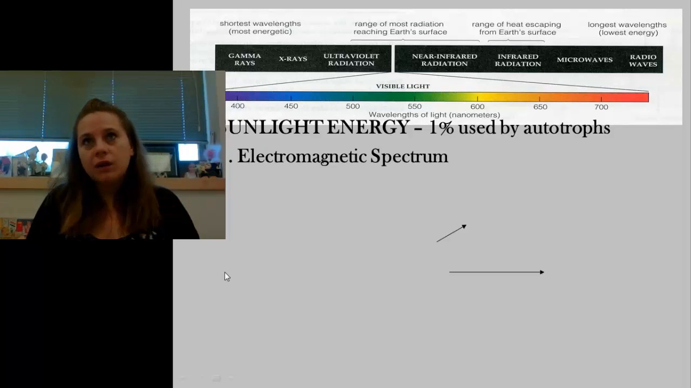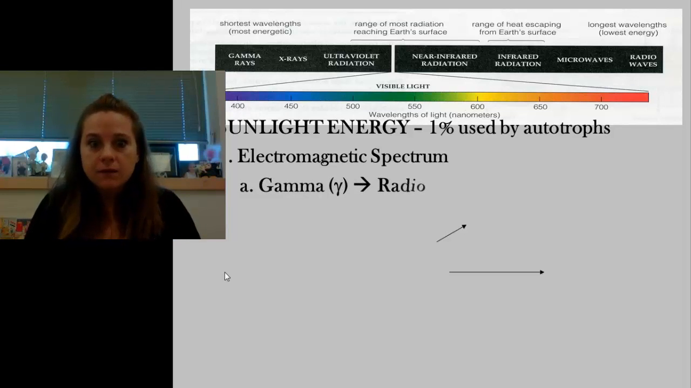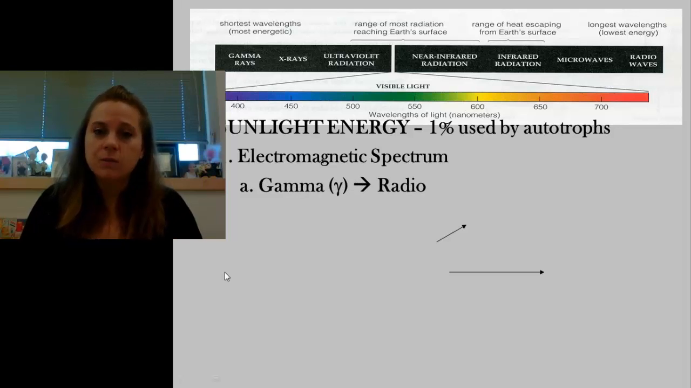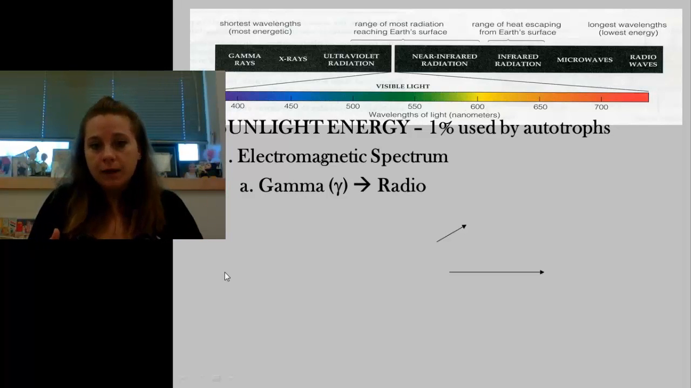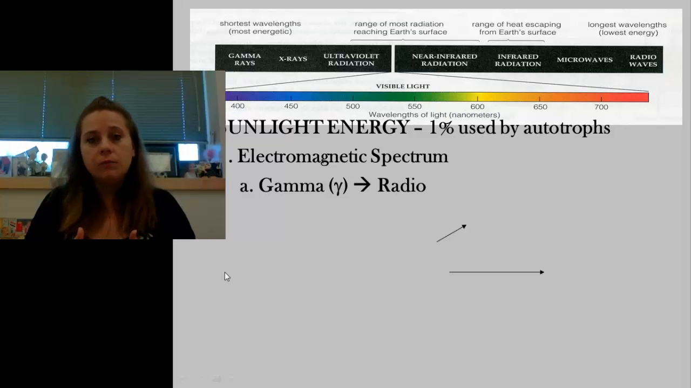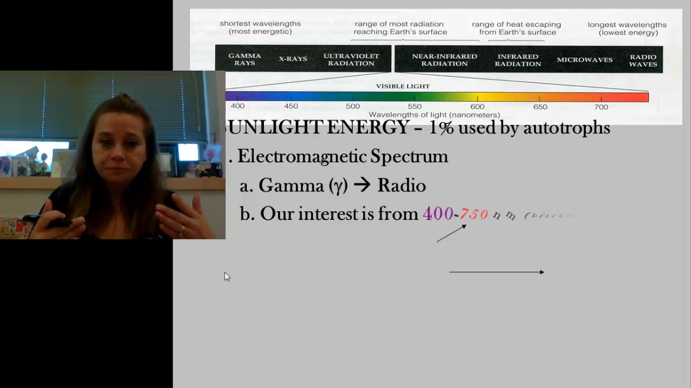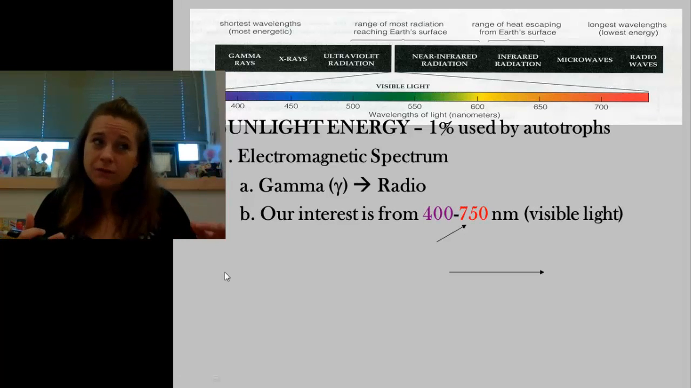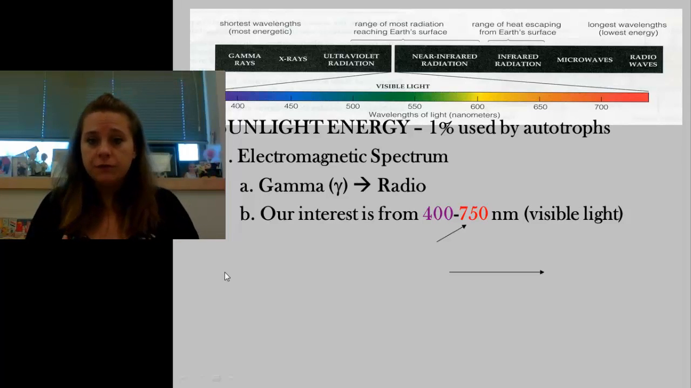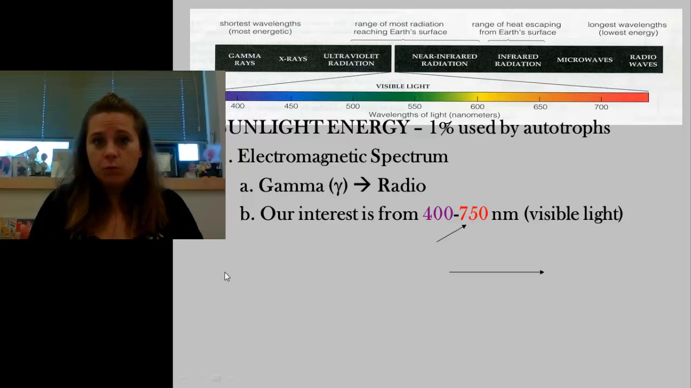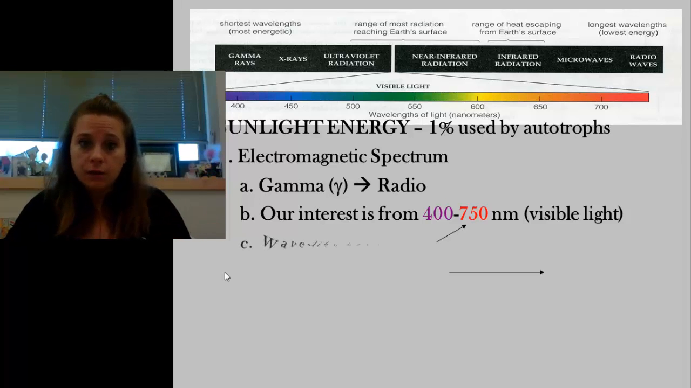So only about 1% or so of it gets used, which is pretty amazing given the fact that light is so abundant. That's why we have so much energy that hits there. And you have your electromagnetic spectrum, you have gamma rays, radio waves. In terms of the visible light, what we care about is the range that goes from about 400 to 750 nanometers, and that's going to be what we see. That's what our eyes are capable of seeing and what the plant is actually capable of using, which is pretty nice.